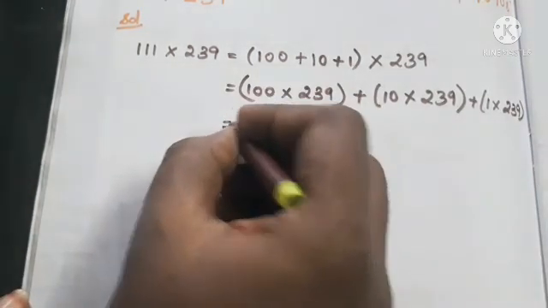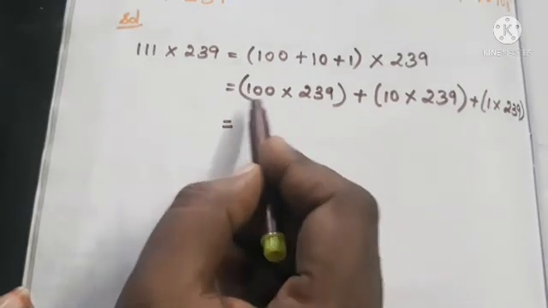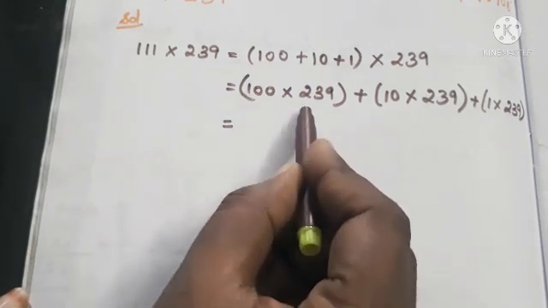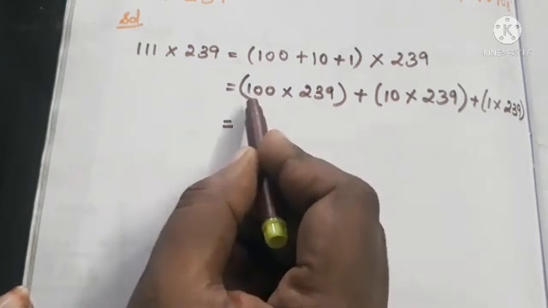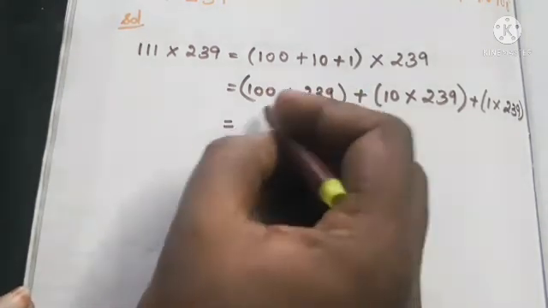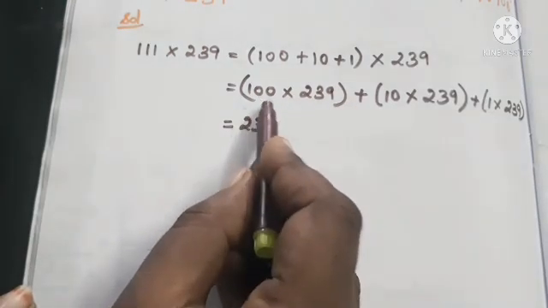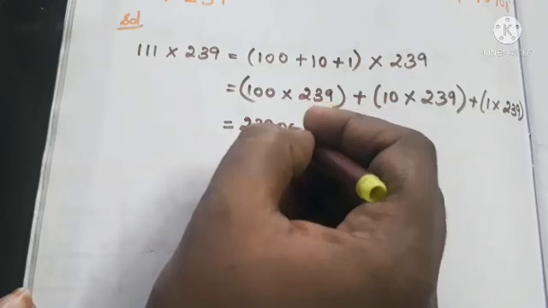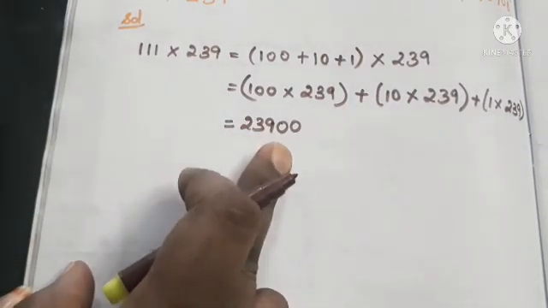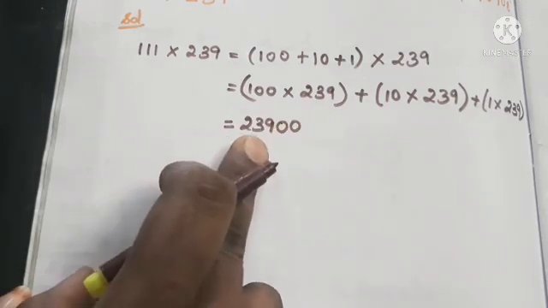So listen, we have to multiply the 100 by this number now. In the 100 we have 1 in the hundreds place and zeros in the 1s and 10s places. So we multiply the 1 by 239. We know if you multiply any number by 1 we will get the same number itself. So 1 into 239 is 239, and in the remaining 1s and 10s places we have 0. Those zeros we have to place at the back of that number. So if you multiply 100 by 239 we get the answer as 23,900.